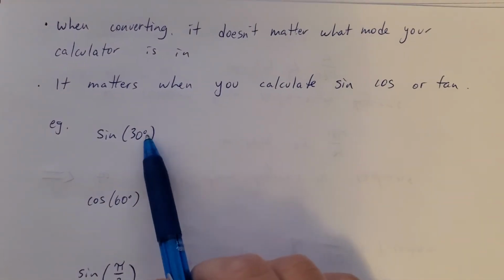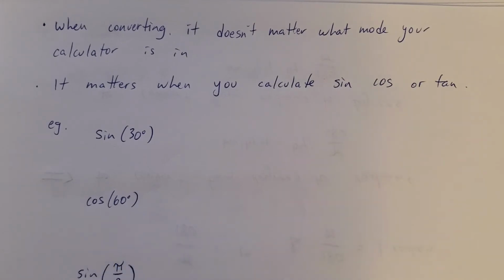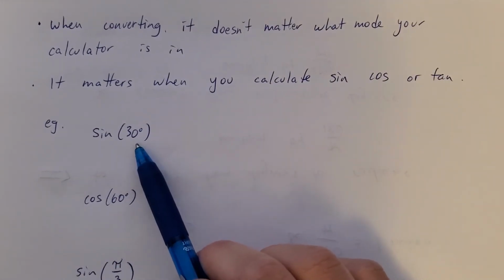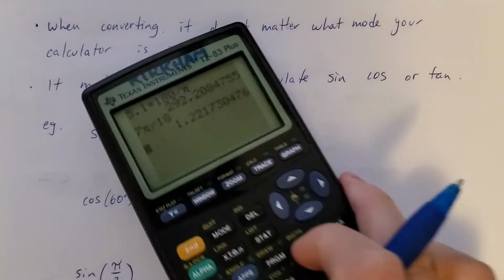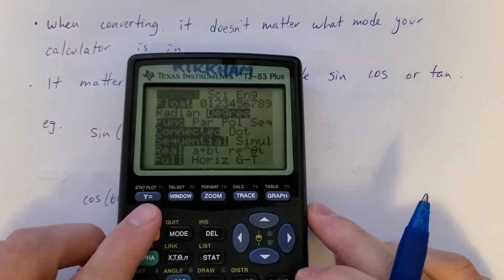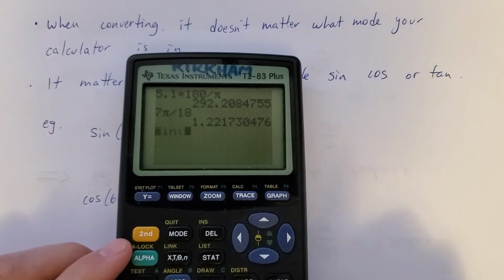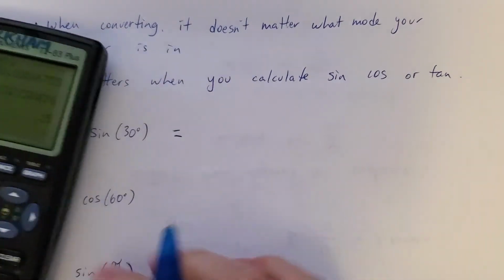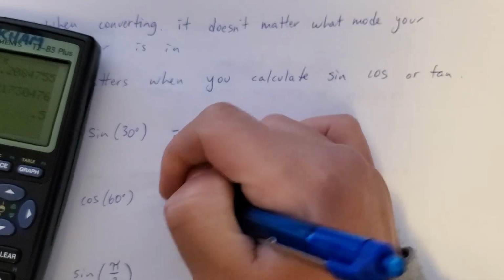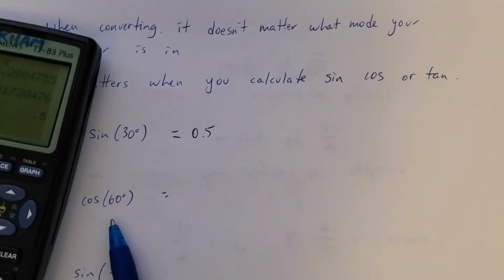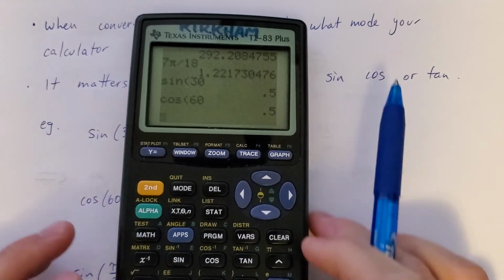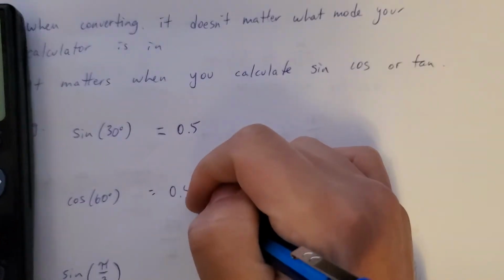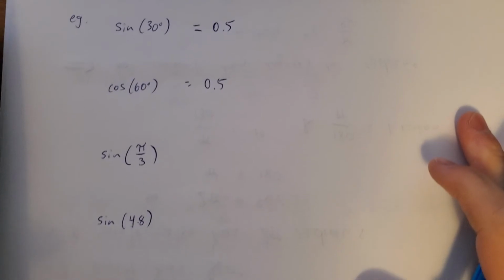Okay, so when you're doing one of these, you just got to look at what the angle is expressed as. This is sine 30 degrees. So I need to be in degrees, and I am, so that's good. I just have to hit sine 30. Okay, 0.5. This one, cos 60 degrees. Well, I know I'm in degrees. It's also 0.5.